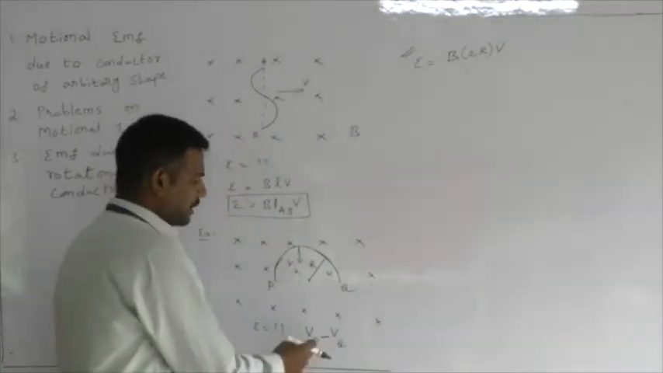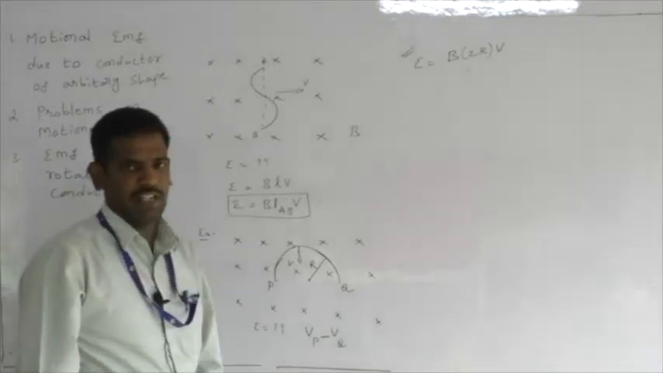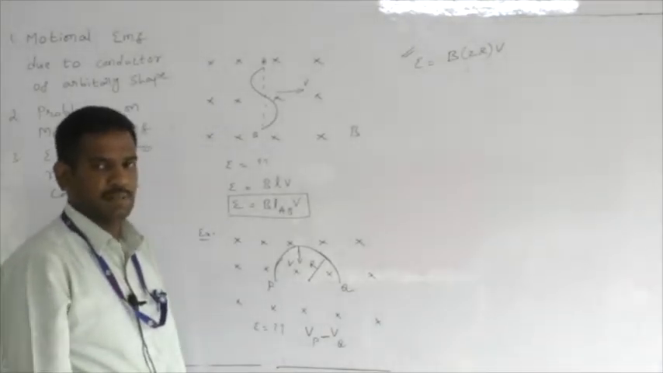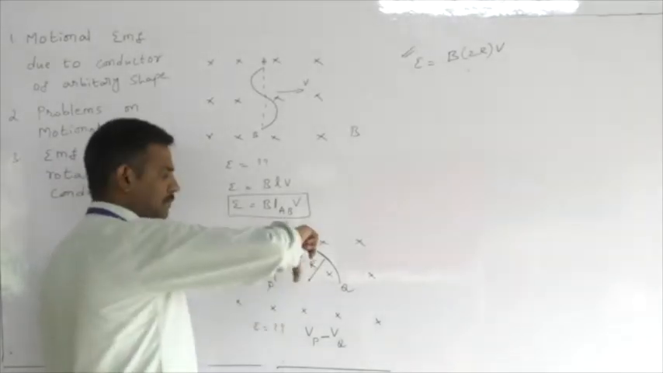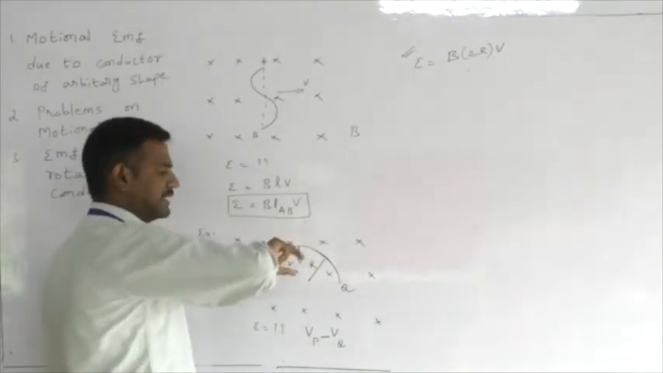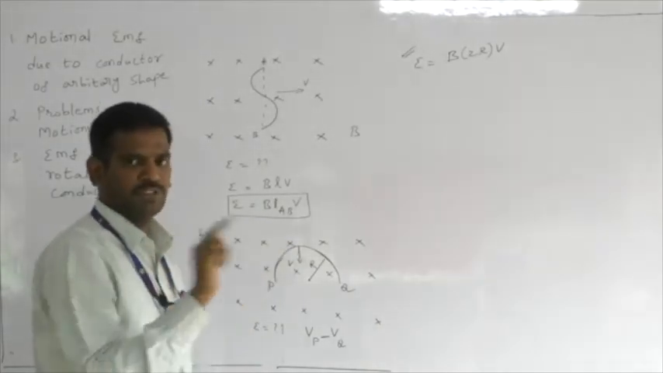And where is the potential high? How to find it out? We can find that with the help of Fleming's right hand rule. What is the Fleming right hand rule? The forefinger shows the direction of the field, the thumb shows the direction of motion, and the central finger tip shows one direction.